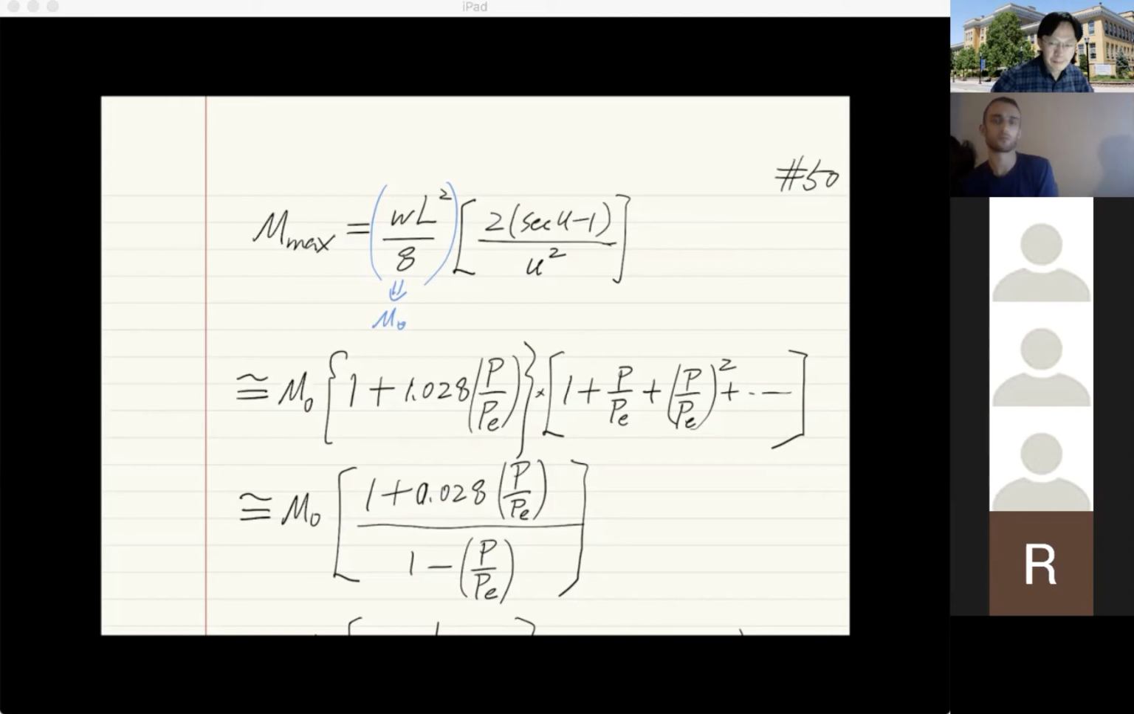Professor, is that number over there like 0.028? Yes. The top one? The top one is 1.028. Okay, the second one is 0. Yes. Okay, thank you.